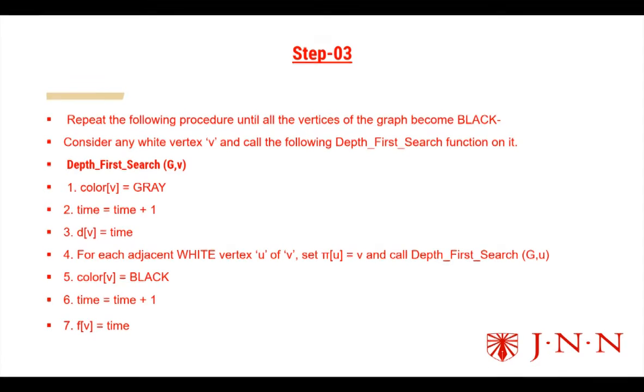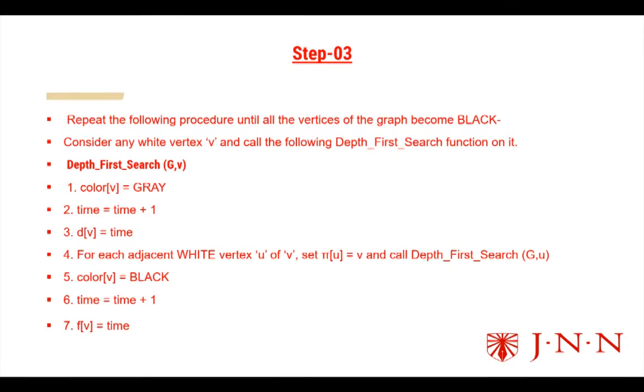We have to repeat the following procedure until all the vertices of the graph become black. So consider any white vertex v and call the depth first search function on it. When we call the depth first search algorithm on the graph for every vertex, initially the color becomes gray, then we increase the time unit by 1. Then the discovery time of the vertex is stored as the time value, and the search immediately travels to the next adjacent white vertex.